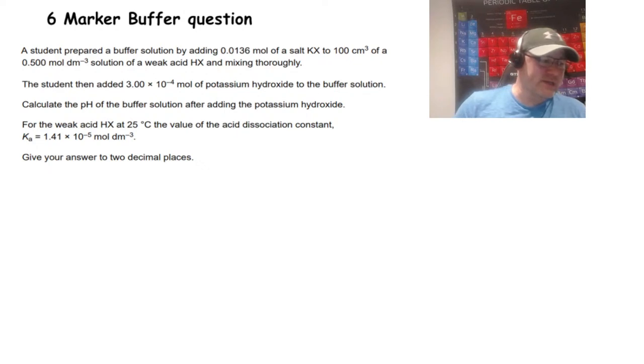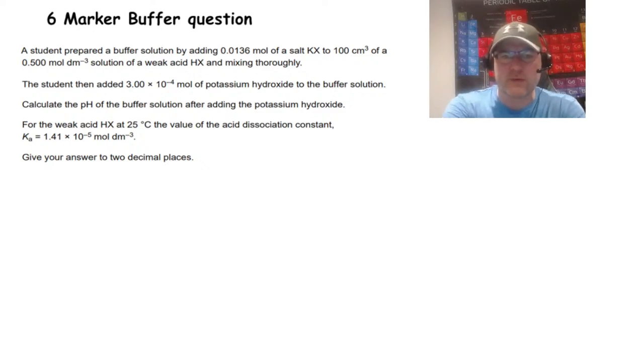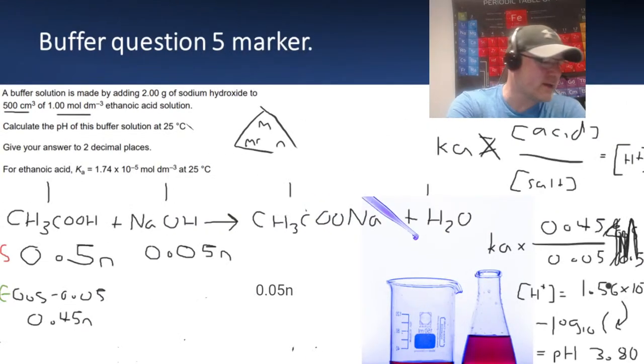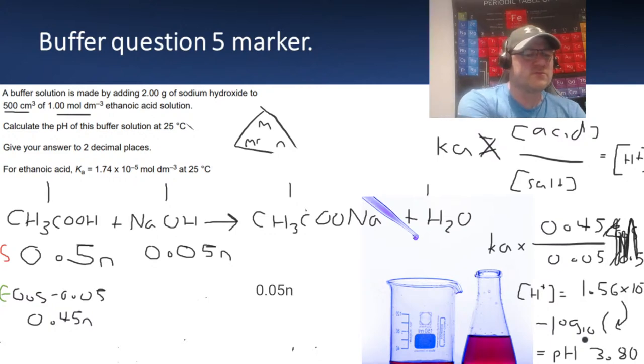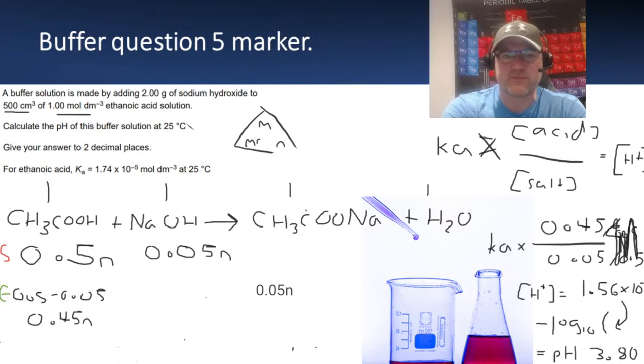Right, let's check this question out. Yeah, that's it, 1.56. I think it was, hold on, what was it? 1.56 times 10 to the minus 4, I believe. And then minus log that. I just whacked it in. Let's have a look. What was it? 1.56 times 10 to the minus 4 is actually 1.566, but yeah.